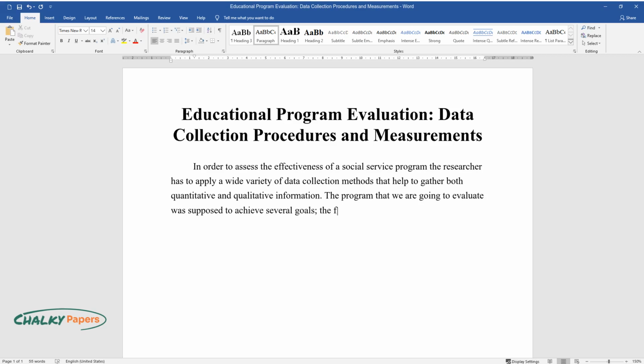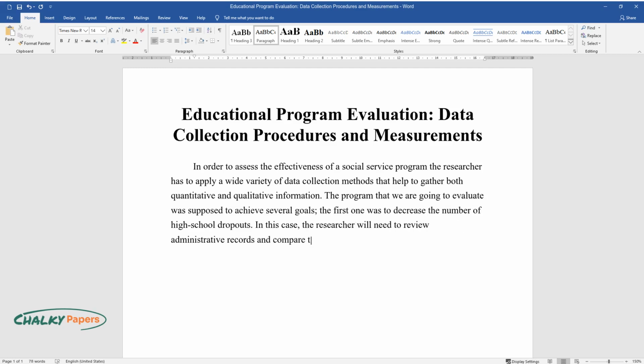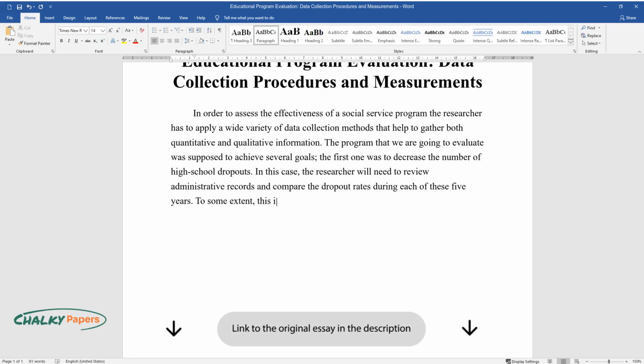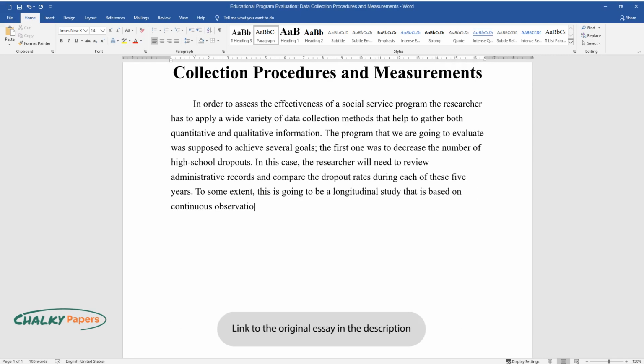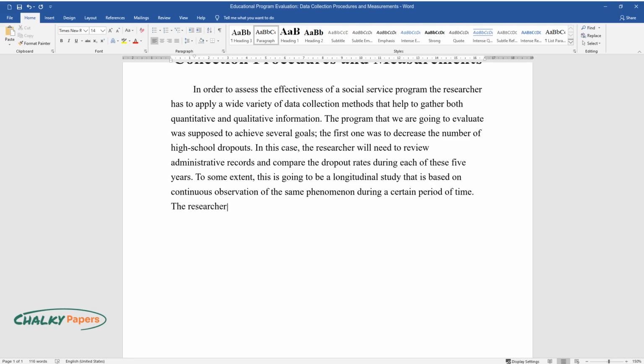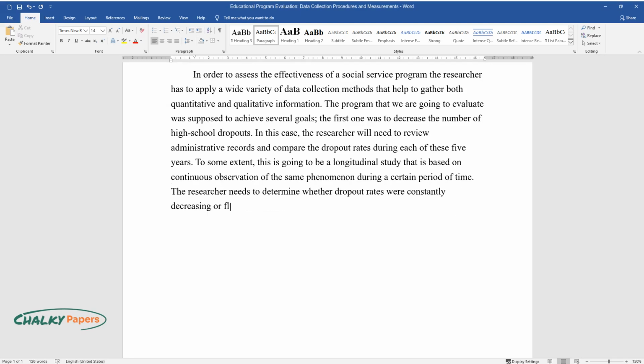The first one was to decrease the number of high school dropouts. In this case, the researcher will need to review administrative records and compare the dropout rates during each of these 5 years. To some extent, this is going to be a longitudinal study that is based on continuous observation of the same phenomenon during a certain period of time. The researcher needs to determine whether dropout rates were constantly decreasing or fluctuating throughout this time.